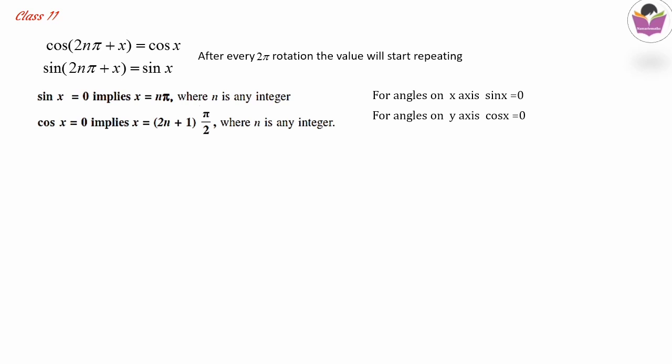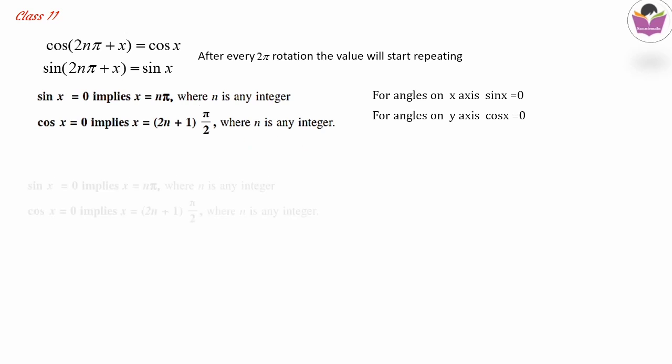Then another way we can define this statement as for angles on the y-axis, cos x is equal to 0. For angles on the y-axis means it is plus or minus π/2, plus or minus 3π/2, plus or minus 5π/2, and so on. So these are all odd numbers, 1, 3, 5 and all. So that's why it is written as (2n + 1) times π/2, where n is any integer.